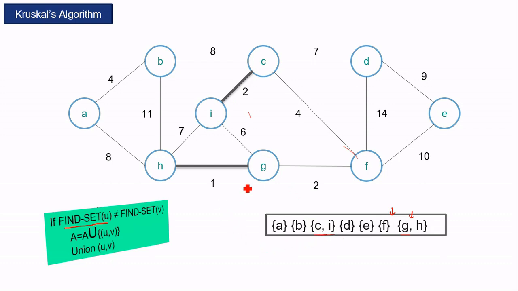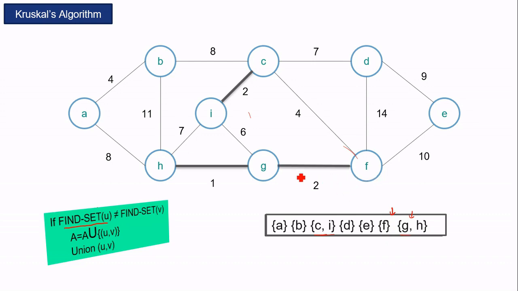Now the next minimum weight edge is edge GF. It also has weight 2. G belongs to the set GH, and F belongs to an independent set. So they are not in the same set, and I can add the edge GF into the spanning tree.